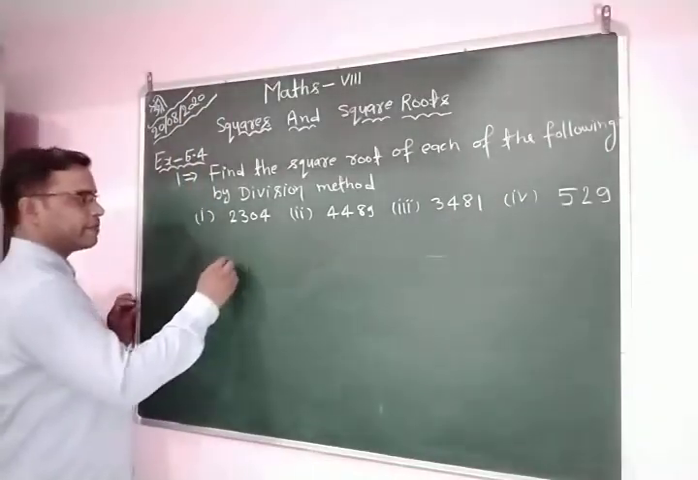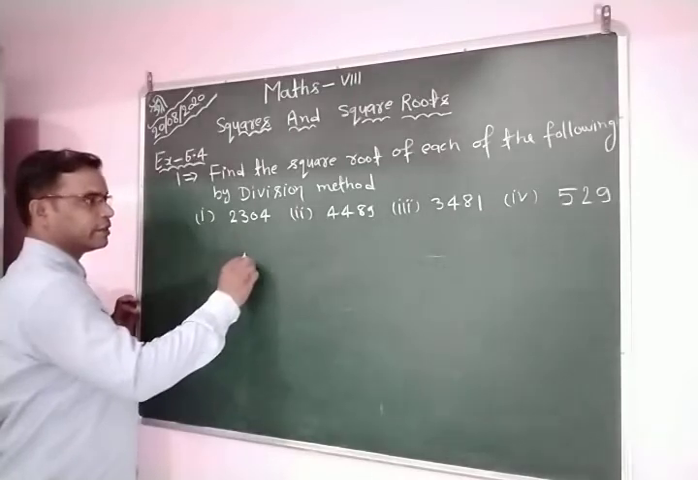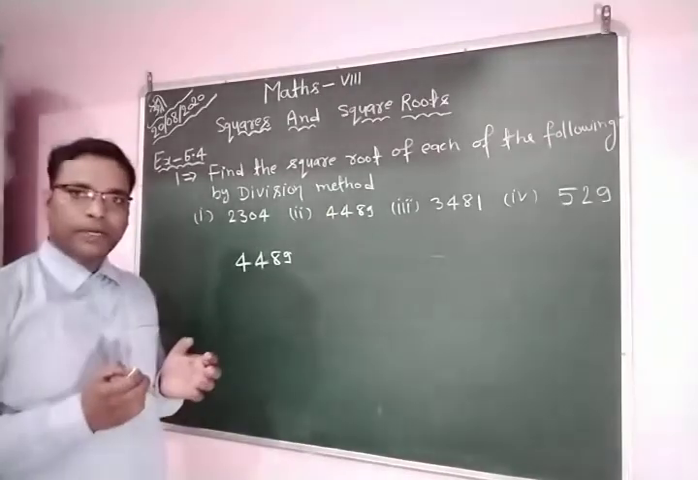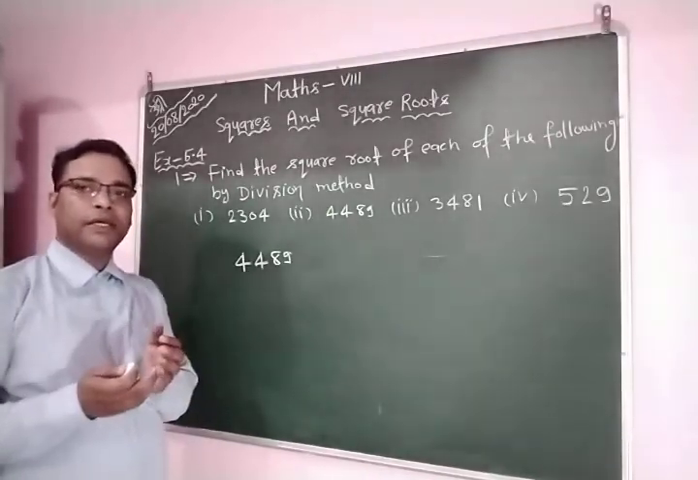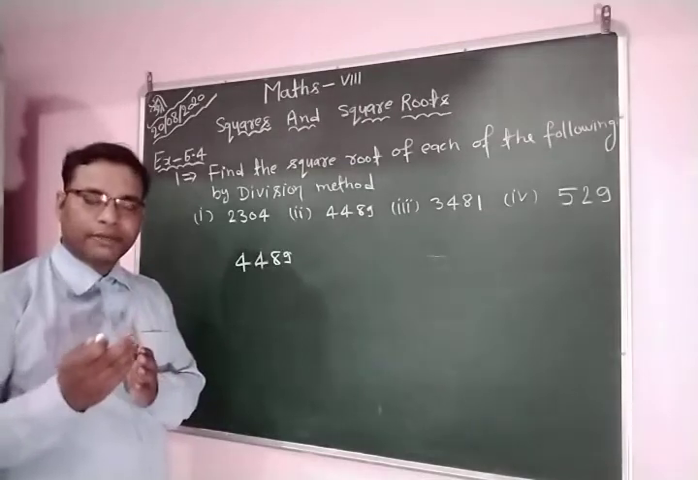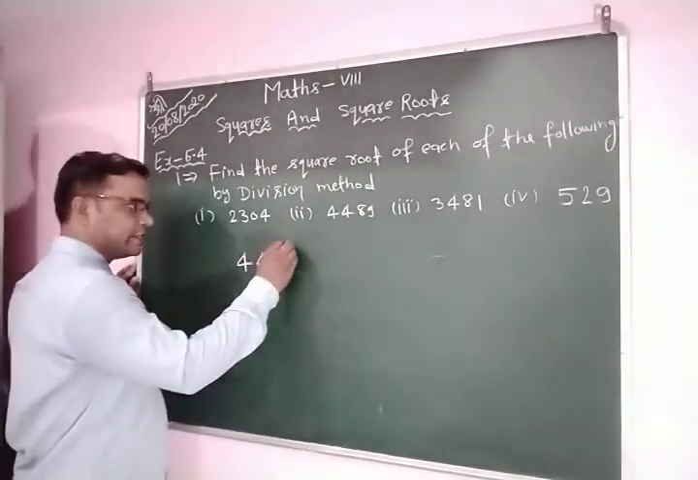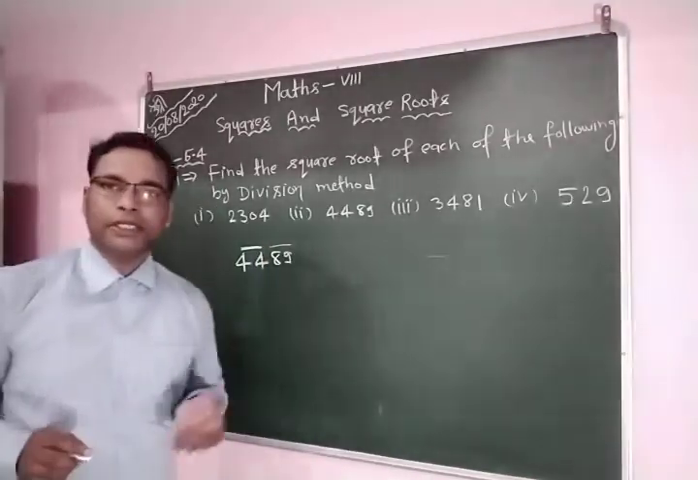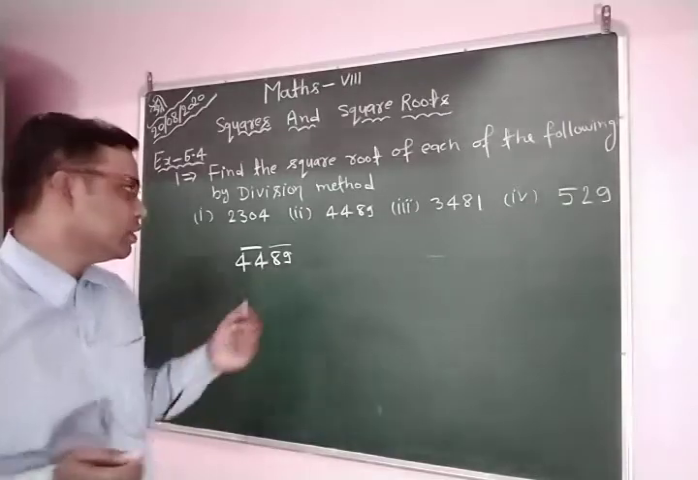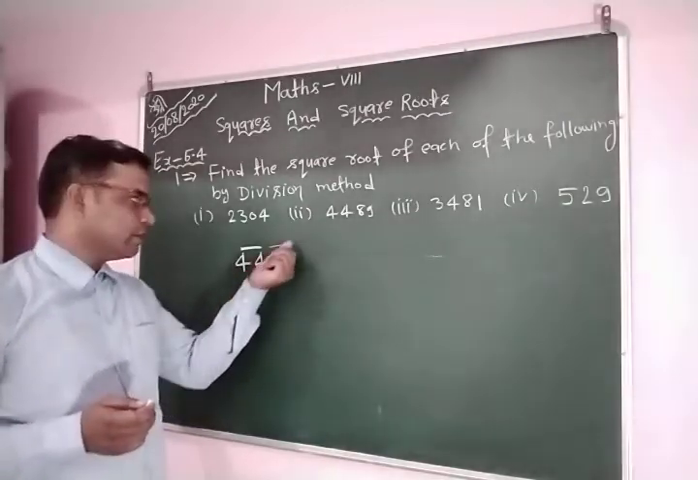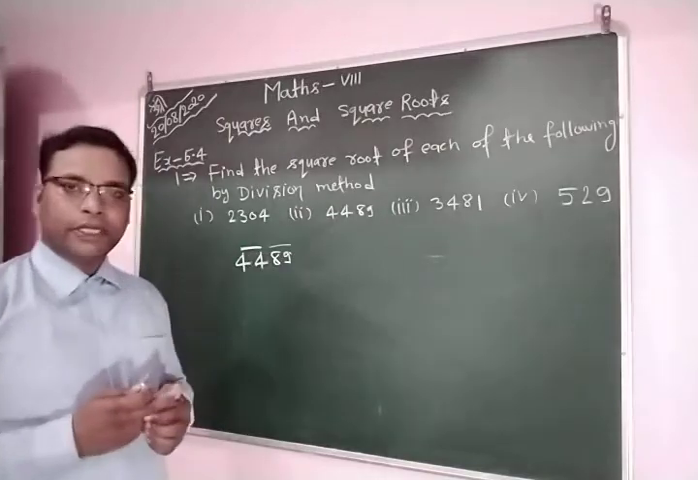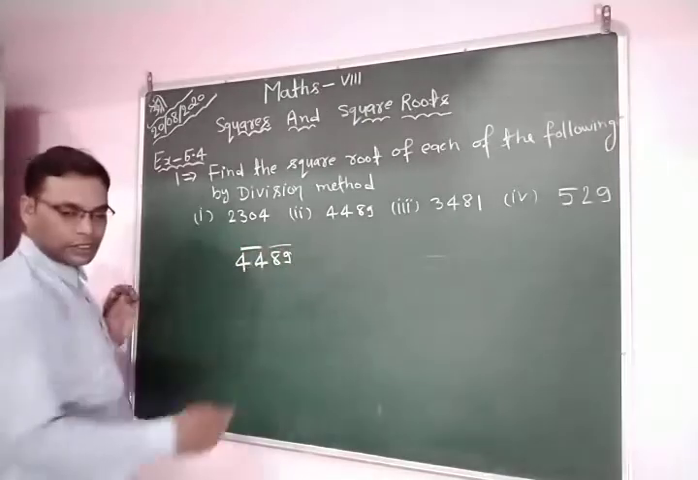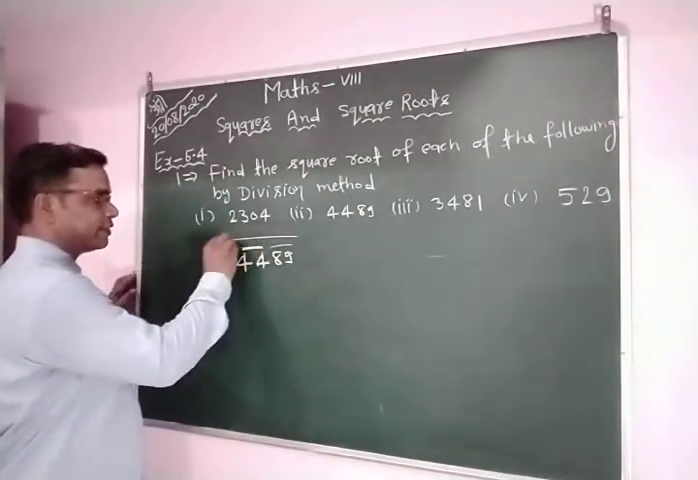Here the second question is 4489. First we place bars over pairs of digits from right to left, starting from the first digit. You can see there are two pairs under bars, one bar and two bars. It means that the square root of this number is in 2 digits. So for this we write like this.